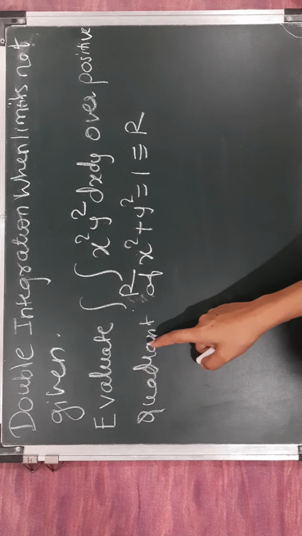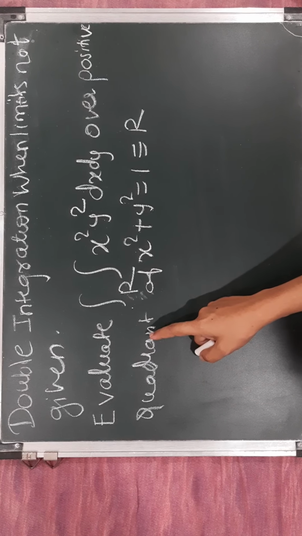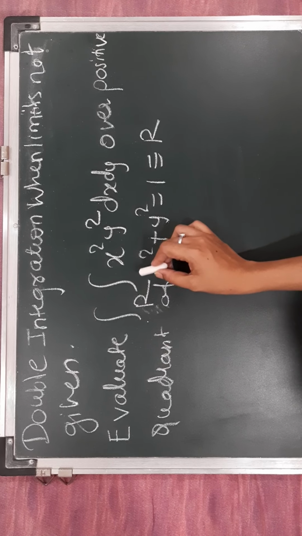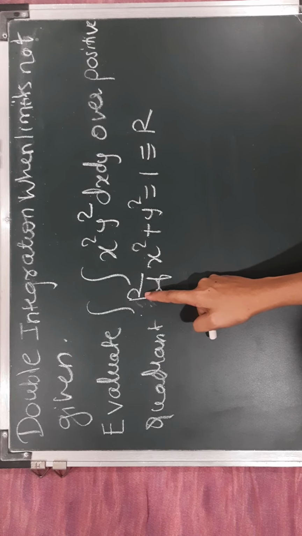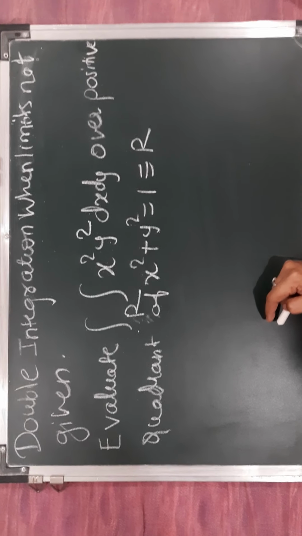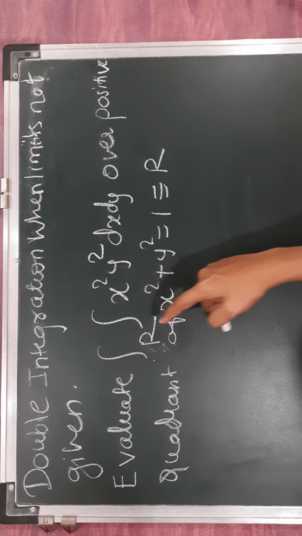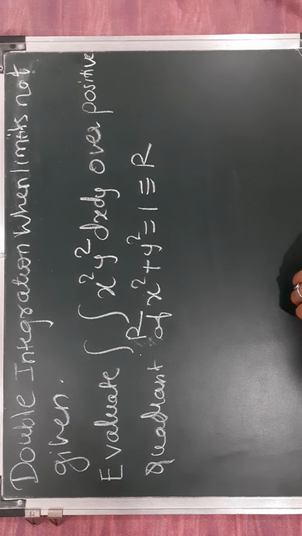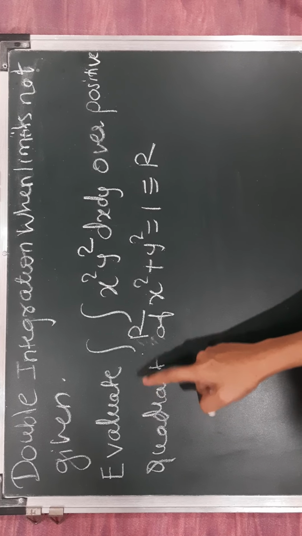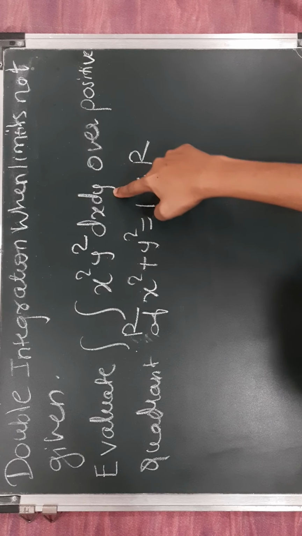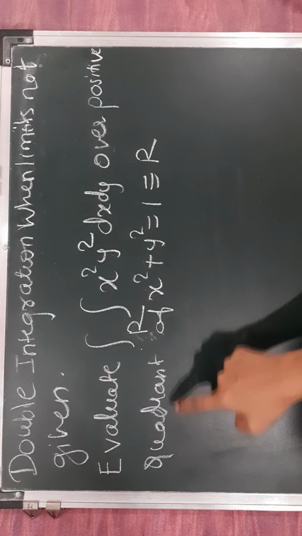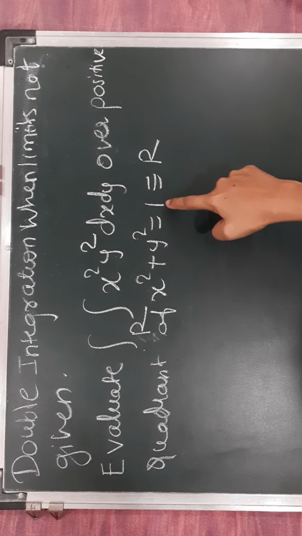So the type 2 examples in double integration are: evaluate the double integration when the limits are not given. You will be given the region over which the double integration has to be carried out, and the limits you have to find with the help of that particular region. So look at the question: evaluate double integration x square y square dx dy over positive quadrant of x square plus y square is equal to 1.